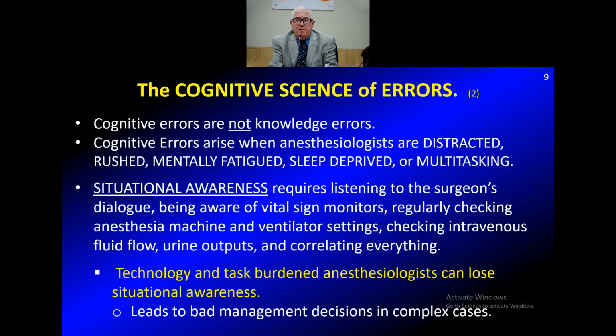So what is the cognitive science of errors? Cognitive science is relatively new. It's barely 20 years old. It's not as precise a science as chemistry and pharmacology or pathology, and it's pretty much an unknown subject or field outside of anesthesia. And it's time we anesthesiologists learned a lot more about this. Now, cognitive errors are not knowledge errors. Cognitive errors arise when the anesthesiologists are distracted, rushed, fatigued, sleep deprived, and multitasking.